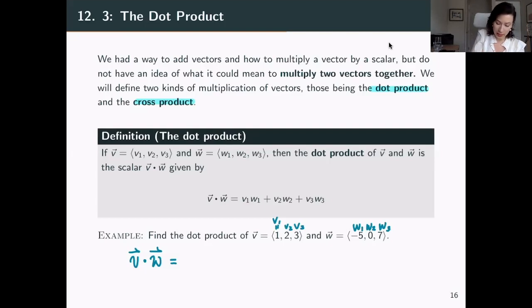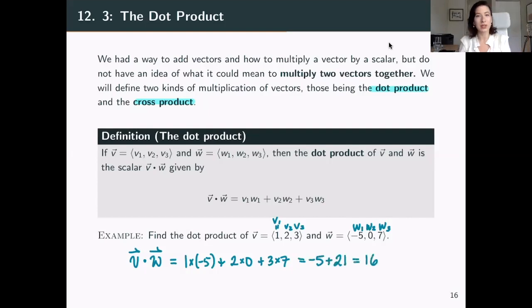So for v, we get 1 times -5 plus v2 times w2 is going to be 2 times 0. And last but not least, we have 3 times 7, our v3 times w3. After a little bit of multiplication, we end up getting -5 plus 21, which is going to be equal to 16. This is a straightforward computation of the dot product, just going off of the definition.